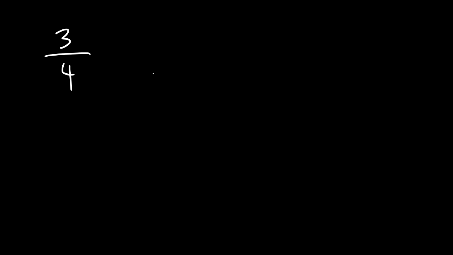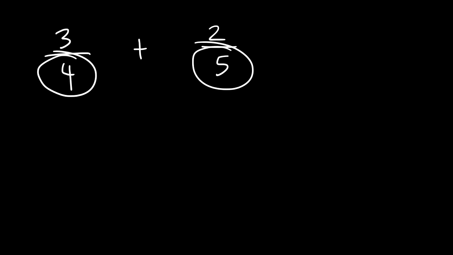Let's say if we want to add 3 over 4 plus 2 over 5. How can we do so? Now, whenever you're adding or subtracting fractions, you need to have the same denominator, which we don't have. For the first fraction, the denominator is 4. For the second one, we have a 5 in the bottom. So we need to adjust these two fractions.